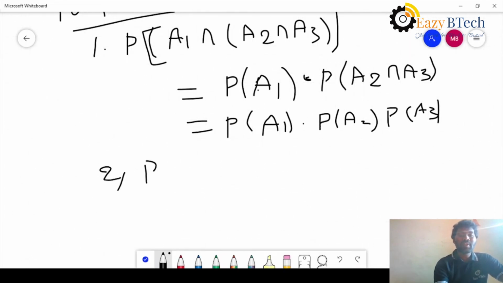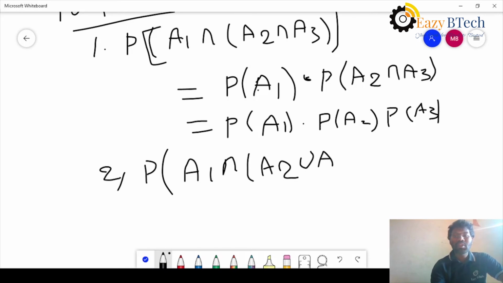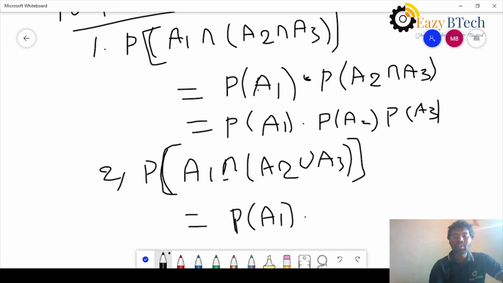Now the second property is if ever there is a union, that is A1 intersection A2 union A3. In this case, here intersection is there, so whenever an intersection is there, you make the intersection a product: P of A1 into, and write the second thing as it is, P of A2 union A3.